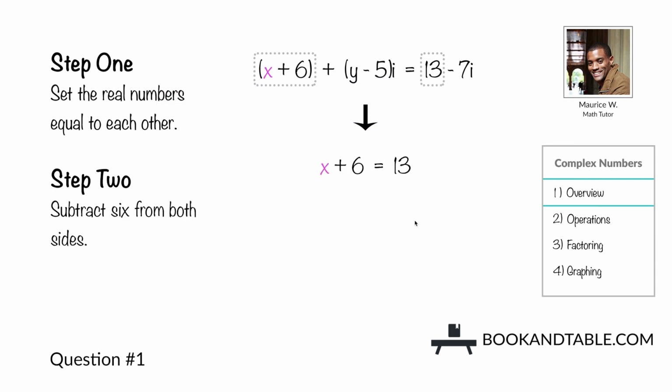Question number 1, step 1, set the real numbers equal to each other. So on the left side we have x plus 6 as the expression that represents our real number. And on the right side, we have 13 as our real number. So we have x plus 6 is equal to 13. And now we solve for x by subtracting 6 from both sides, giving us x is equal to 13 minus 6, which would be 7.